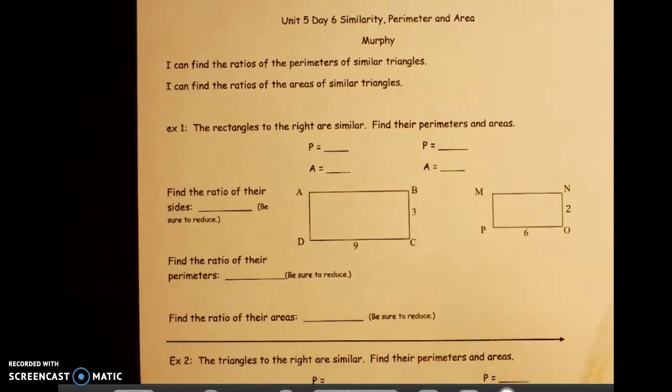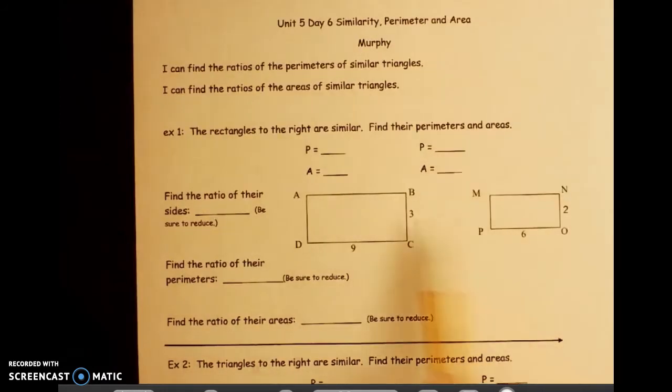It tells us the rectangles are similar. We can see that because it would have a ratio of 3:2. They want us to find the perimeters and areas of each one first.